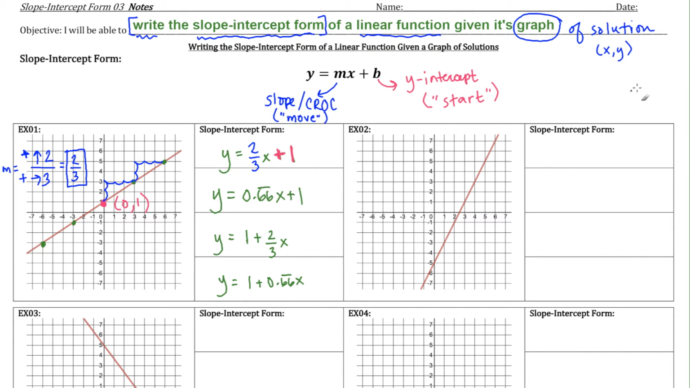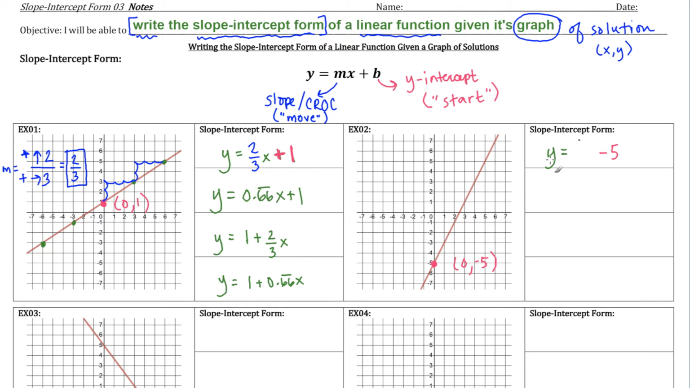Okay, so let's look at example number 2. Let's try to figure out where we start. The y-intercept is 0, negative 5. That is my b. So I'm going to write y equals, and instead of putting plus 5, I'm going to write minus 5 since this is negative, so minus 5.